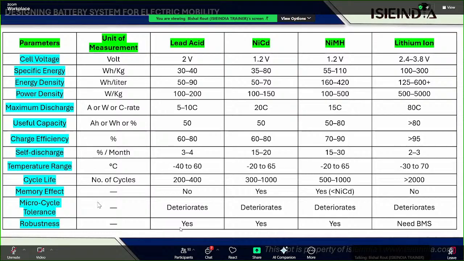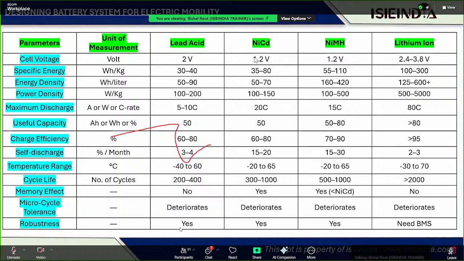What do we understand by the term microcycle tolerance? We are never charging from 0 to 100 and discharging from 100 to 0. Let us suppose we charge 0 to 100, then discharge up to 80, then charge again up to 100, then discharge up to 65, then charge again up to 80. This kind of cycling is called microcycles, right? If these microcycles continue in all cells, they will deteriorate the battery pack as well.